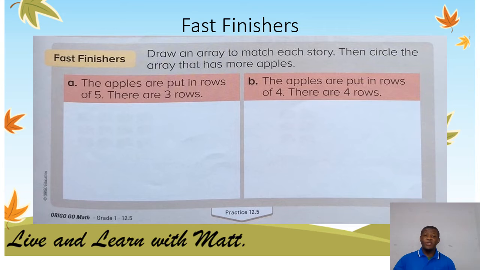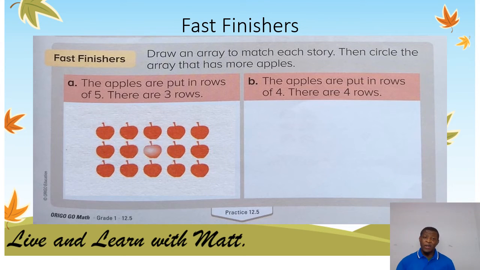For the fast finishers, draw an array to match each story, then circle the array that has more apples. For part A, the apples are put in rows of 5. There are 3 rows. So there are 3 rows of 5. So let's draw the picture. It will look like this.